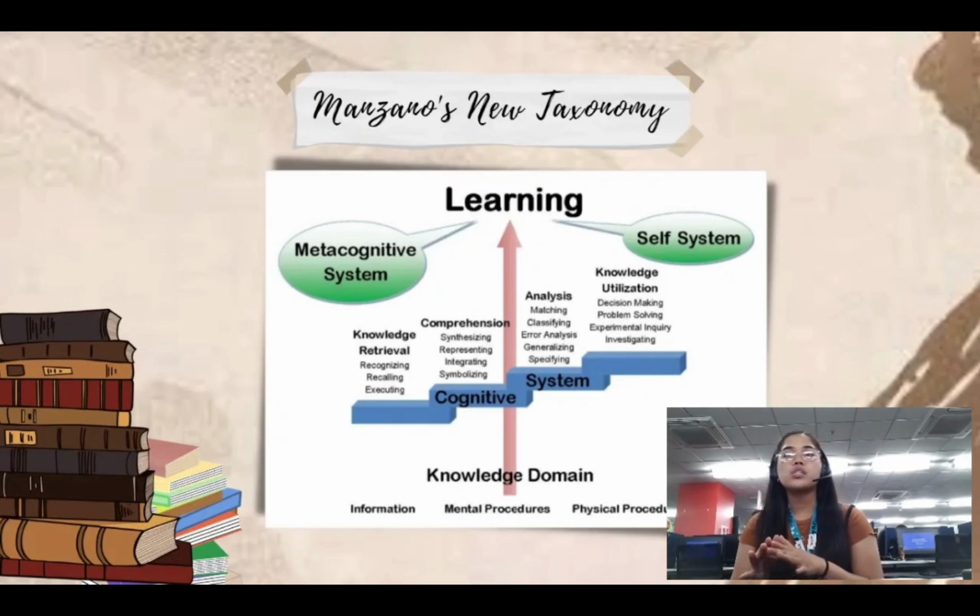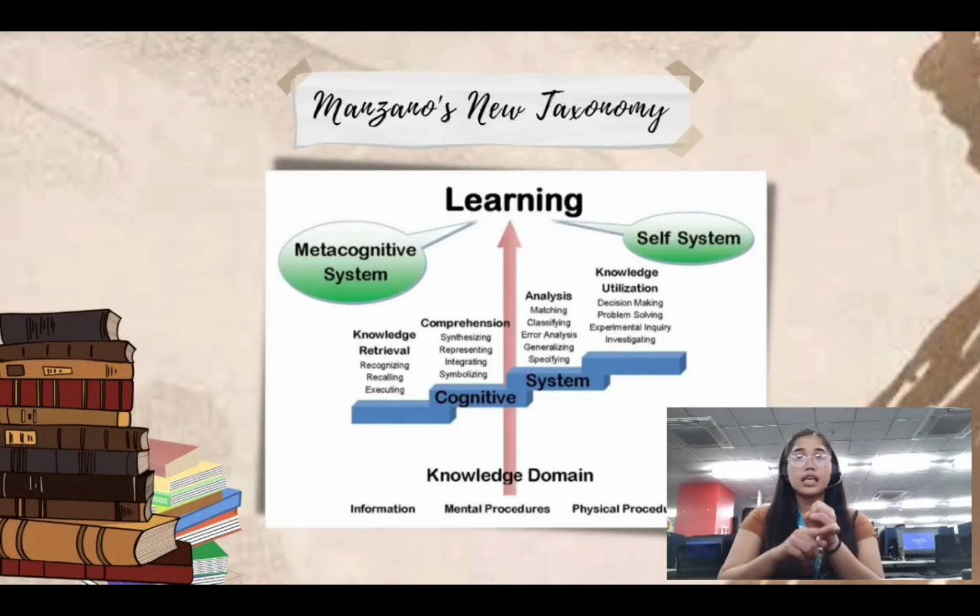The taxonomy consists of three systems and a knowledge domain. The cognitive system processes all the necessary information and knowledge, which consists of information, mental procedures, and physical procedures. The metacognitive system sets goals and keeps track of how well these goals are being achieved, and the self system decides whether to continue the current behavior or engage in a new learning activity.